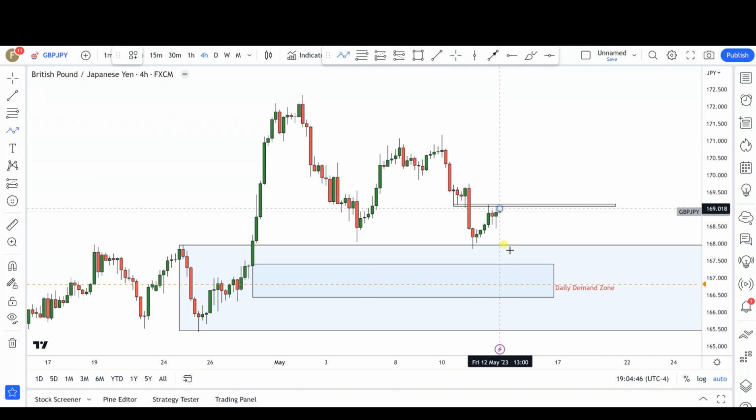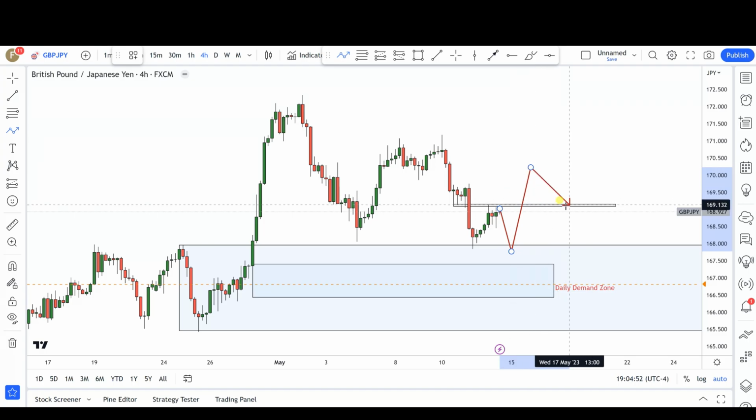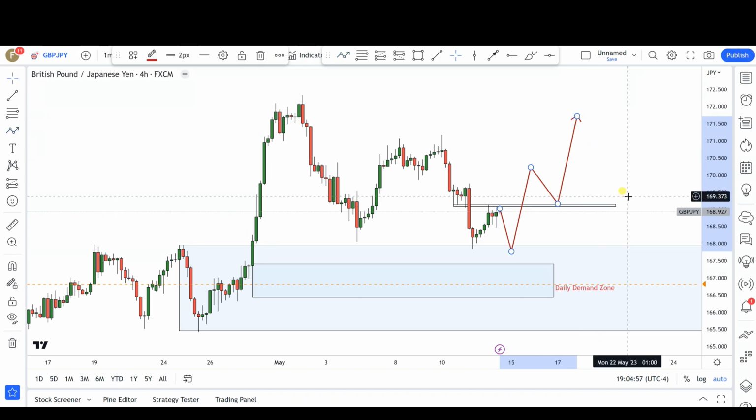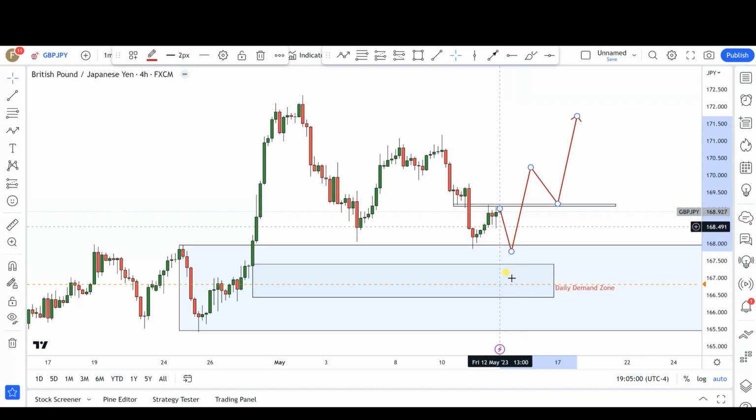Upon a break of this particular area to the upside, then I'll be looking for demand zones that are forming on the smaller time frames in this neighborhood, anywhere right around here, guys. I will now be looking for an opportunity to go long for further continuations to the upside. So let's see how it goes. If we get the deeper push, then I'll be more interested in going long right around this area. So let's see how it goes, guys.